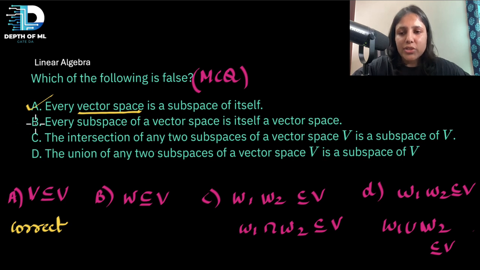Now let's look at the second statement. Every subspace of a vector space is itself a vector space. Okay, so it's saying that every subspace, right? So W is a subspace of V.